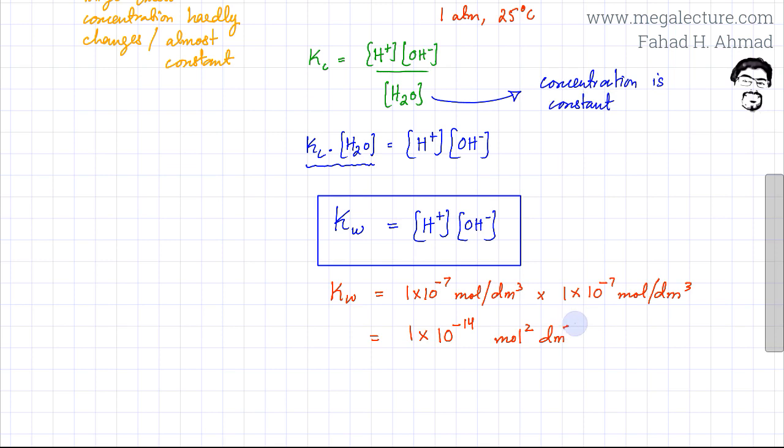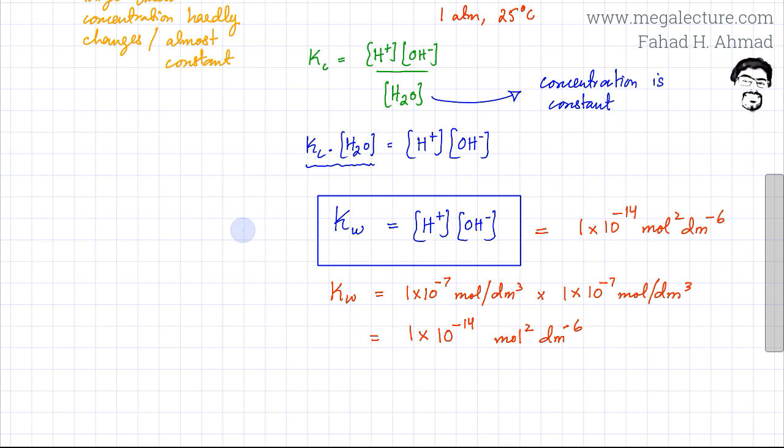It's going to be mole squared dm minus 6, because concentration is being multiplied by concentration, so the unit would multiply as well. It's going to get squared as well. So this is your value of Kw. I'm going to write down the value of Kw over here. It's going to be 1 times 10 to the power minus 14. And the unit is going to be mole squared dm minus 6. So we also have a value of Kw.